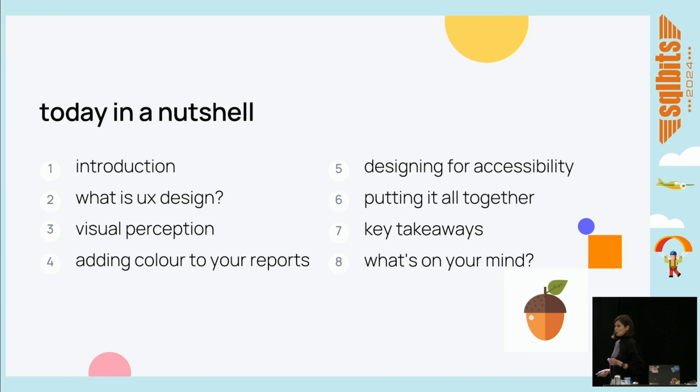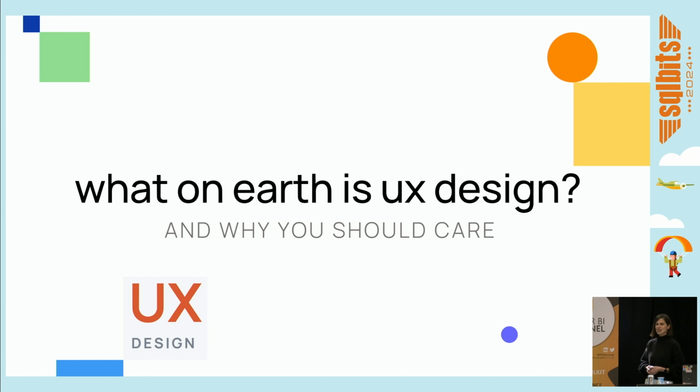Today we have a lot to cover, so I hope we'll manage to squeeze in everything. I'll start by giving you an introduction into UX design, what it is, why we need it. Then we're going to talk about visual perception, how we are perceiving the world and how we are making sense of the information in the world. Once we go over that, we'll talk about how you can add color to your report, so you can guide the user's attention and make an impact. Then we'll talk about designing for accessibility. Then we'll put it all together and go over the key takeaways, and I'll give you some additional resources, and hopefully we'll have some time for questions. Feel free to ask if it's something short; if it's a discussion, please leave it for the end. I'm happy you're here, so without further ado, let's dive right in.